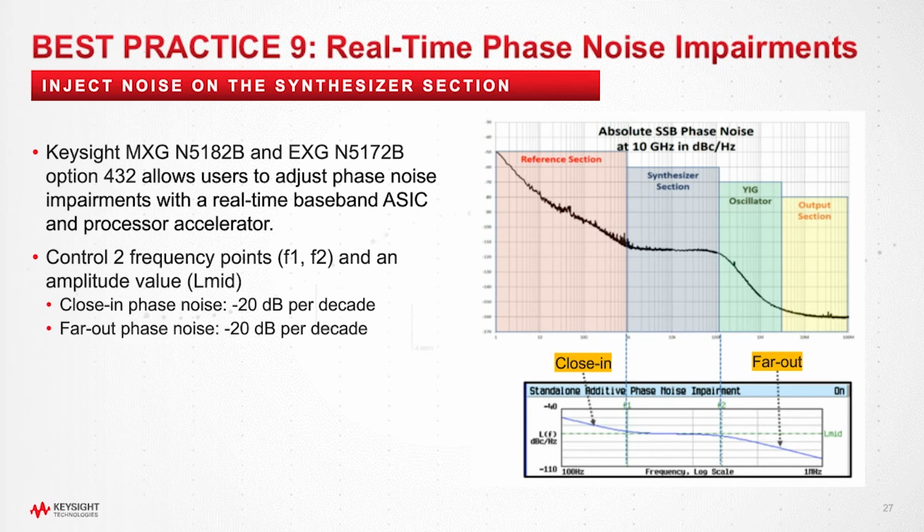under test. The signal generator degrades the phase noise by moving the middle frequency characteristic and changing the amplitudes using the following settings: the start frequency F1 and stop frequency F2, and the amplitude, the L mid. The close-in and far-away phase noise characteristics are -22 dB per decade.